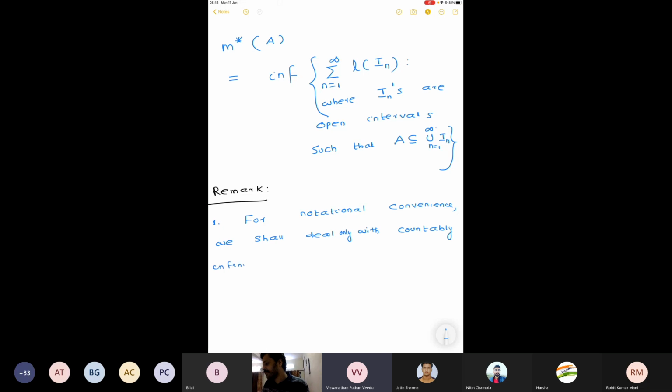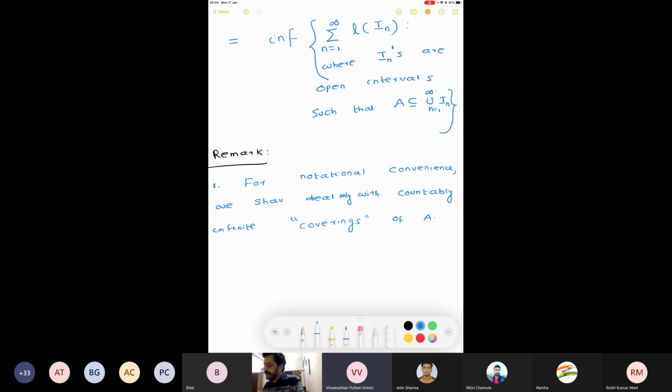Countably infinite coverings of A. By cover, I mean this: A is contained in the union of the I_n. The finite case is included here.